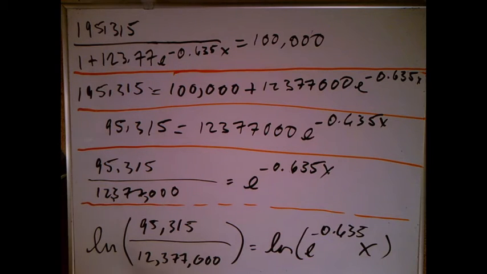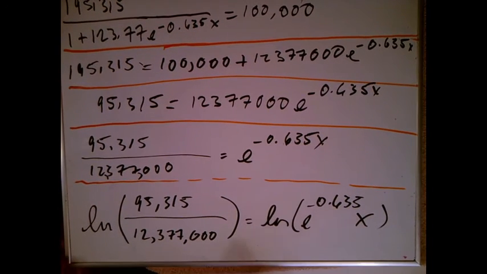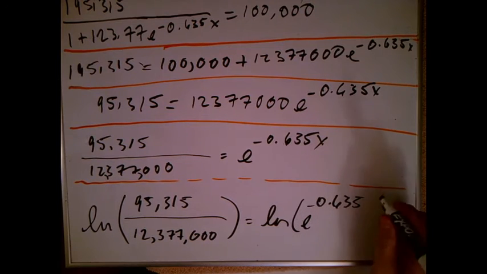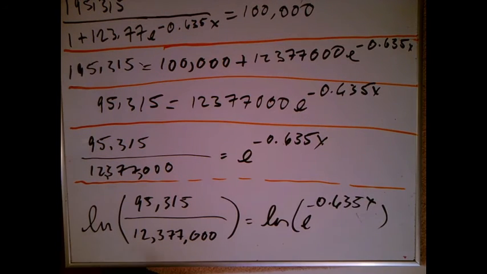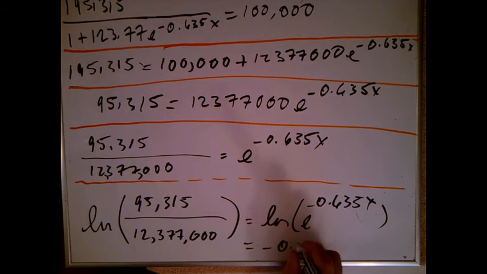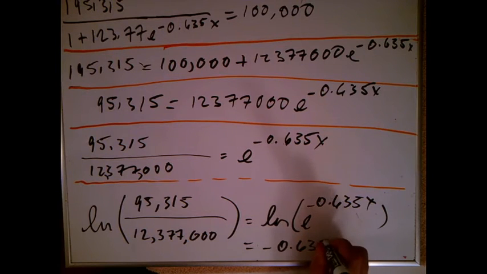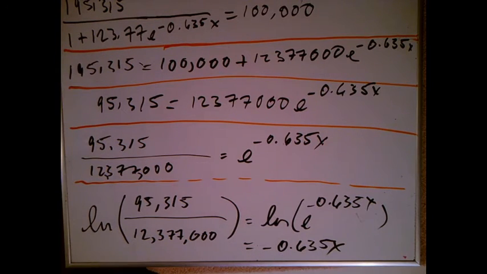Now, just a reminder, how does logarithm work? Remember, ln is log base e. So what log base e asks us to do is write what's inside as e to a power. We have e to the power, and then it just spits out the power. So what I get here is just negative 0.635x, like that.